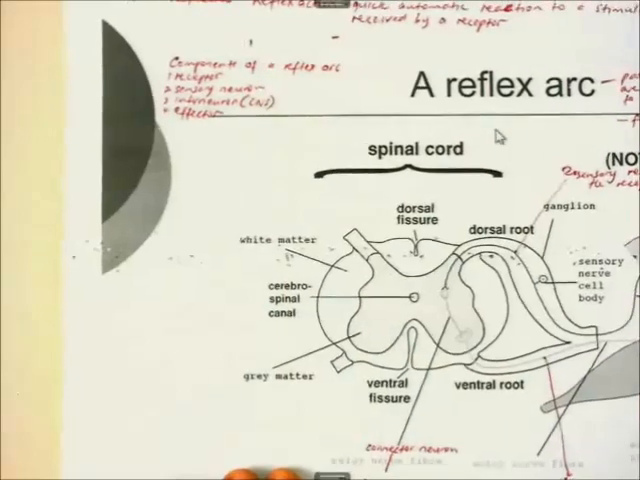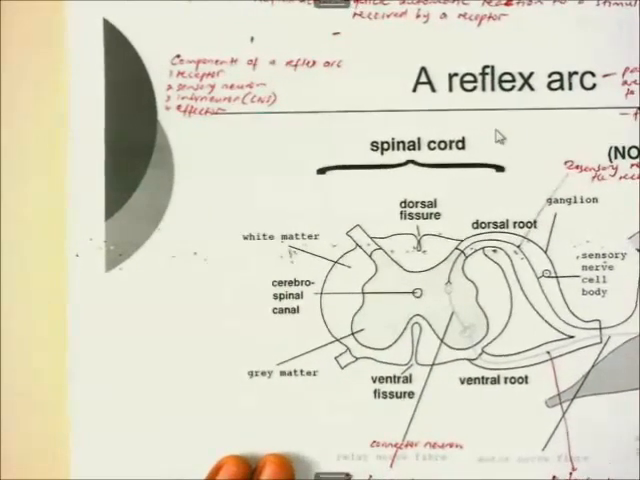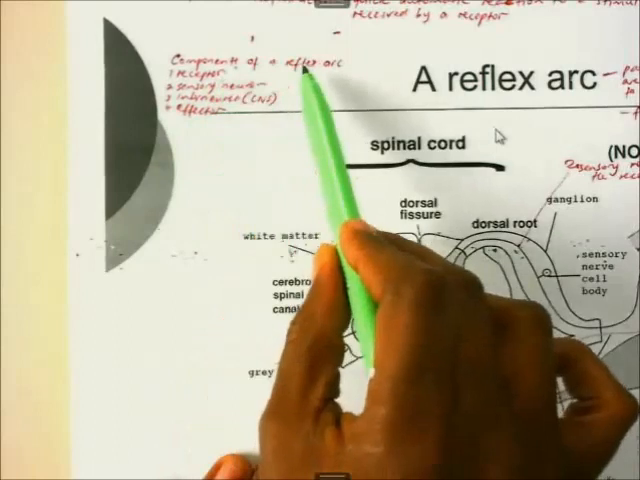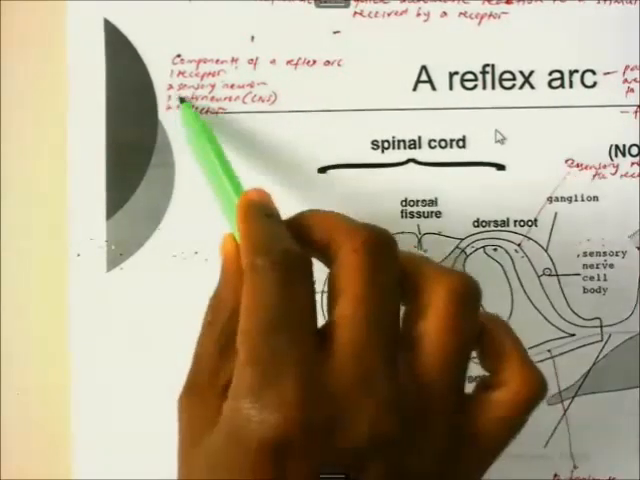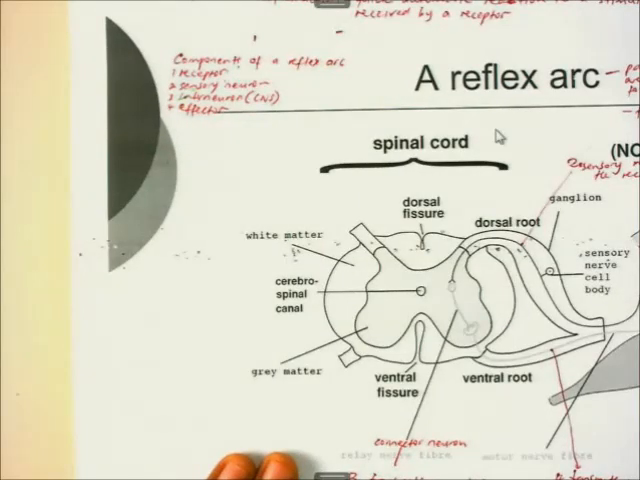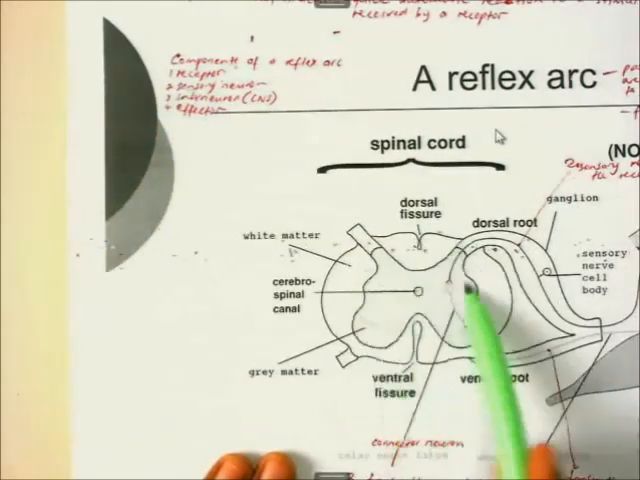So now the components of a reflex arc that you need to know about are the receptor. The function of a receptor is to convert a stimulus into an impulse. And then from there we have another component of a reflex arc, which is called the sensory neuron. The function of a sensory neuron is to take impulses from a receptor to the spinal cord.